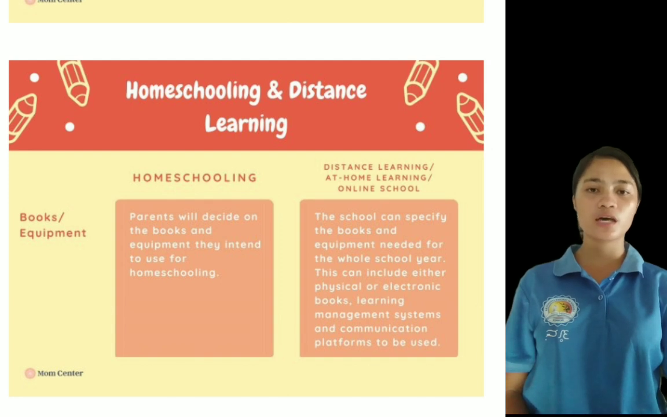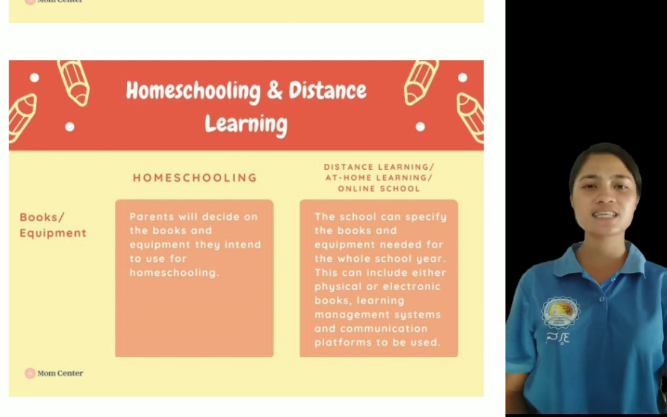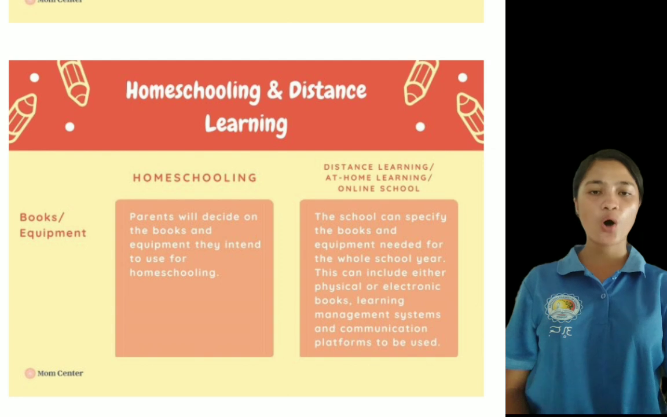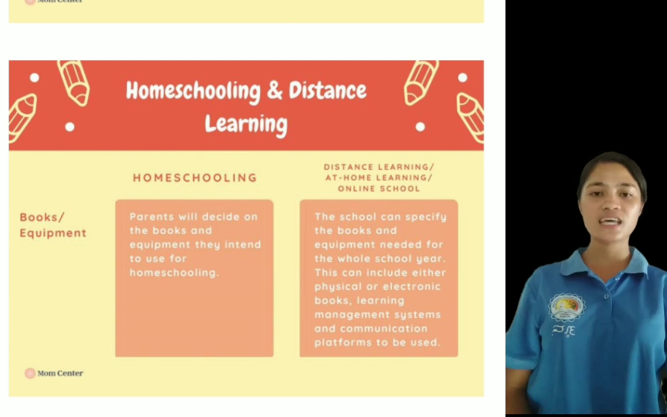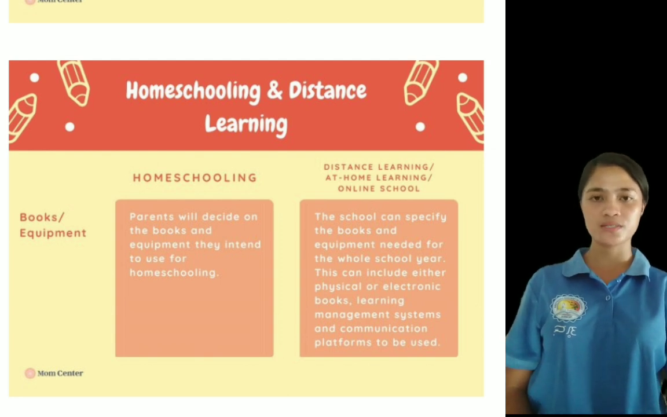In books and equipment, in homeschooling, parents will decide on the books and equipment they intend to use for homeschooling. On distance learning, at-home learning, or online school, the school can specify the books and equipment needed for the whole school year. These include either physical or electronic books, a learning management system, and the communication platform to be used.